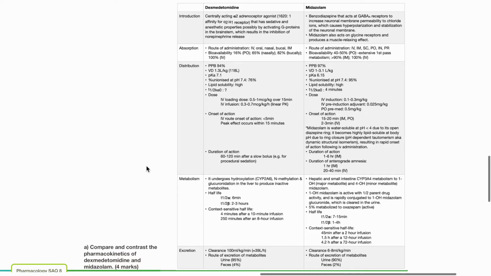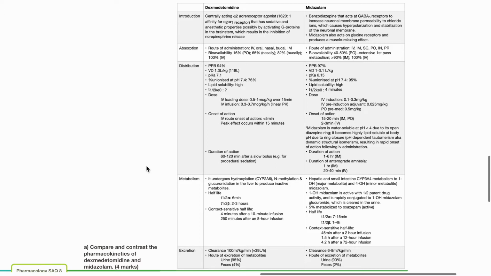Metabolism of midazolam is in the liver and small intestine via CYP3A4 metabolism to 1-hydroxymidazolam, which is the major metabolite, and 4-hydroxymidazolam, which is the minor metabolite. 1-hydroxymidazolam is active with half of the parent drug activity and is rapidly conjugated to 1-hydroxymidazolam glucuronide, which is cleared in the urine. 5% of midazolam is metabolized to oxazepam, which is active.